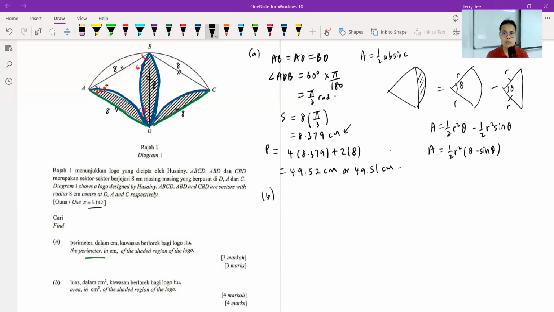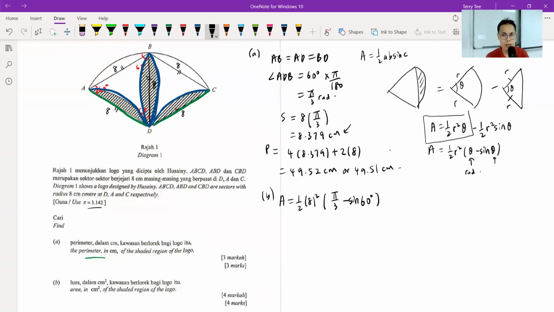But remember, when you use this formula, this theta here must be in radian, because when we derive the formula half r square theta, we derive it based on the fact that theta is in radian. But the second theta can be degree, can be radian. Okay, it doesn't matter. It depends on your calculator's mode. Okay, so let's say I would just do half r square. My r is 8 square. My first theta I use radian. In this case it is pi over 3 minus sine 60.